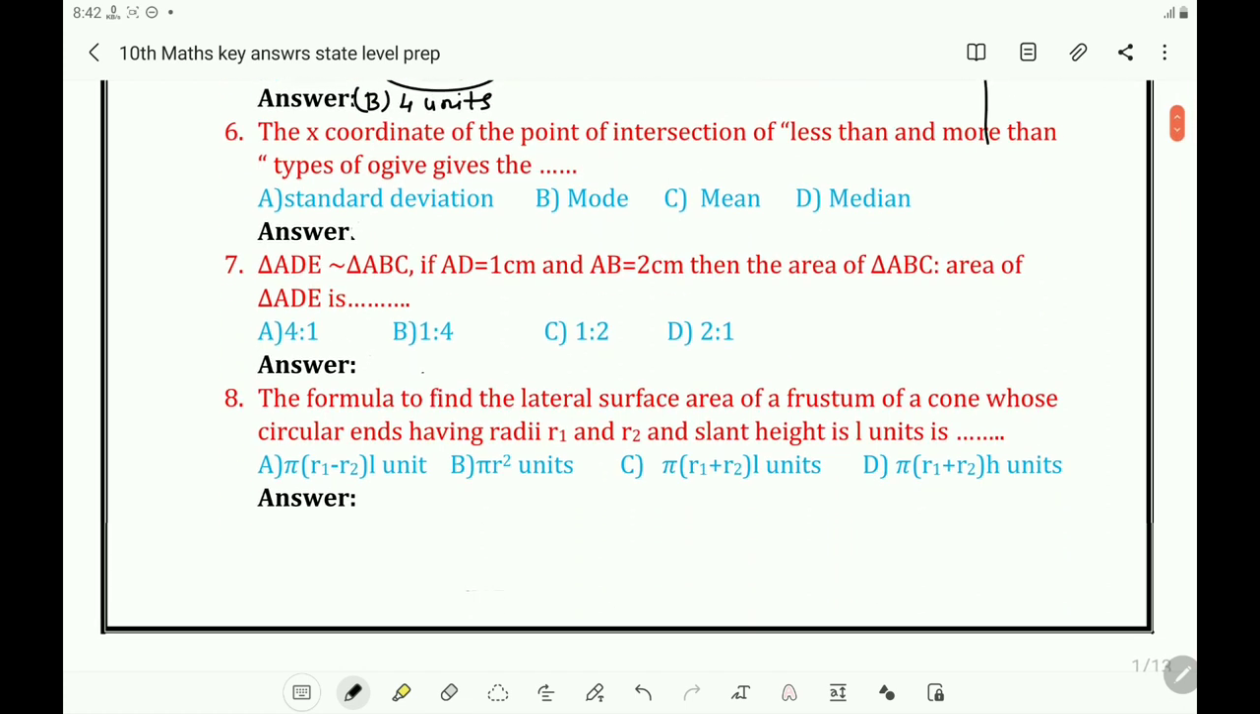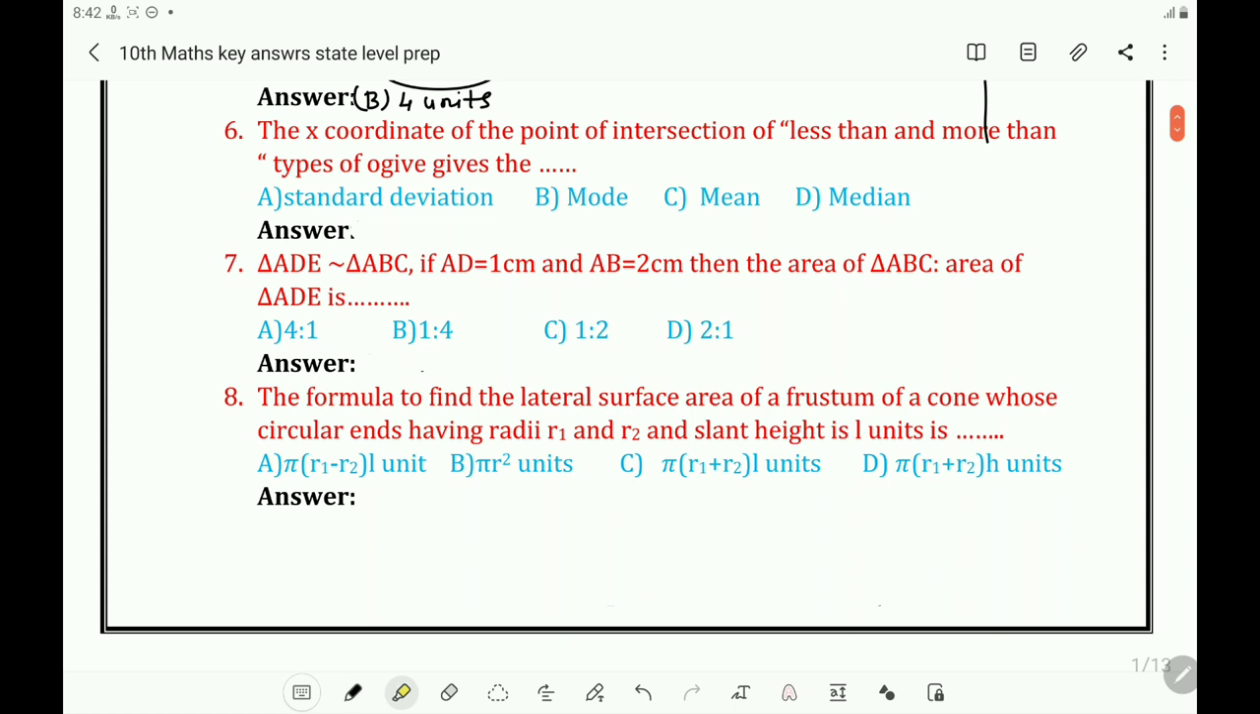Then you take the next question. The coordinates of the point of intersection of less than and more than types of ogive gives. That is already studied: it gives the median. The point of intersection of less than type and more than type ogive gives the median. So option D is the answer.